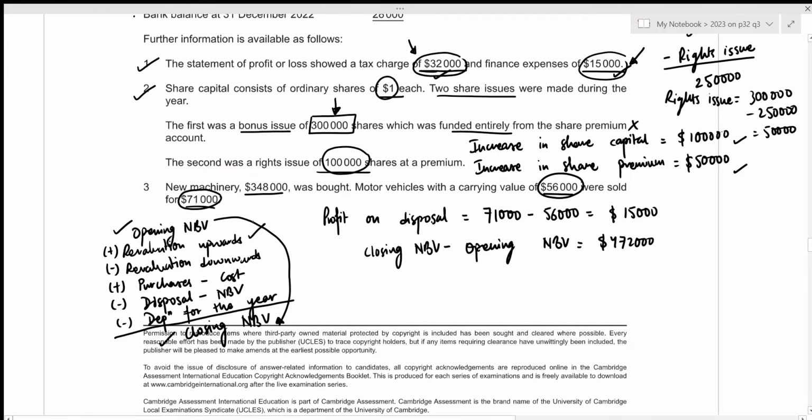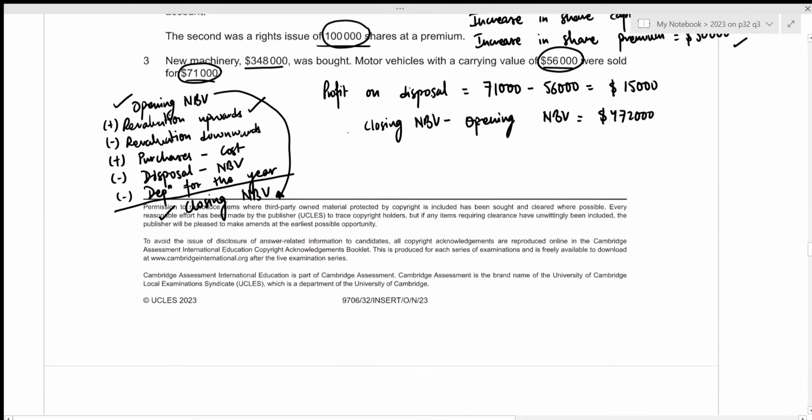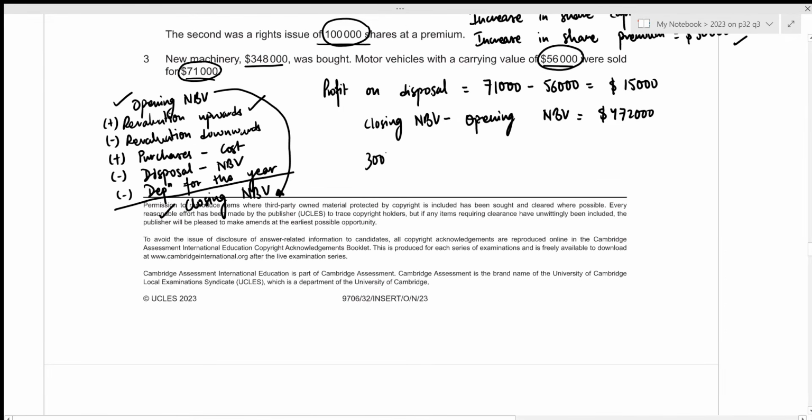We can start with the revaluation upwards. There is a revaluation upwards because we are given the increase in revaluation reserve, which only happens if there is revaluation upwards. So that's of 300,000. There is no revaluation downwards. There is the purchases of new machinery. So we need to add it. That's 348,000. Then there's the disposal of our motor vehicles, and we need to subtract the net book value, which is 56,000.